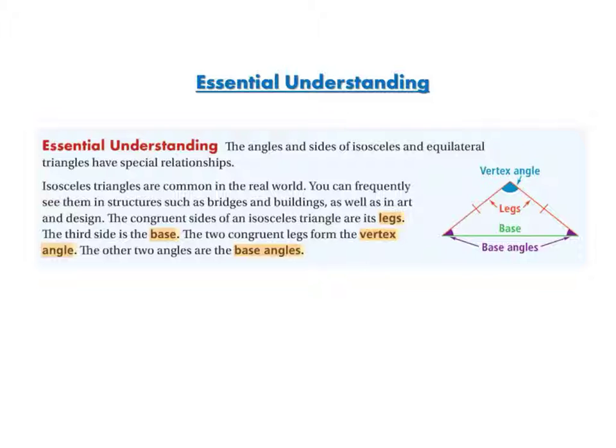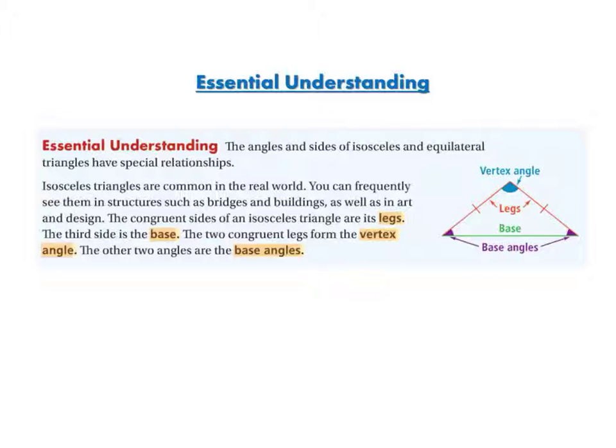What you should understand by the end of the lesson is that the angles and sides of isosceles and equilateral triangles have special relationships. Isosceles triangles are common in the real world. You can frequently see them in structures such as bridges and buildings, as well as in art and design.